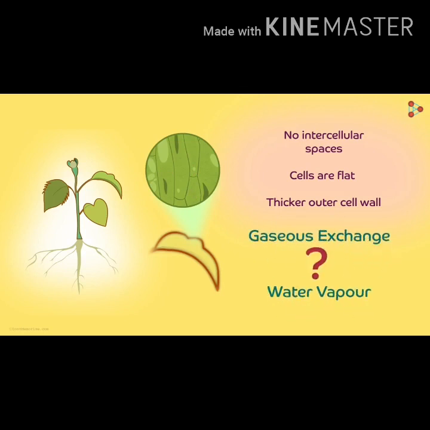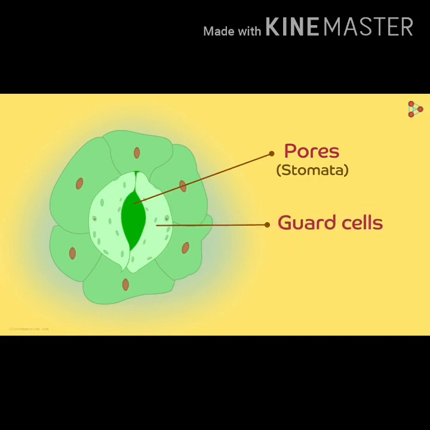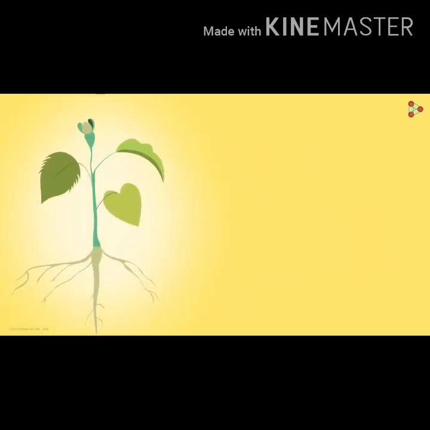And these cells, do they help in gaseous exchange? If they are continuous, it cannot go for gaseous exchange. But they have small pores in them which are called stomata. These stomata are guarded by 2 cells which are called guard cells. These guard cells regulate the exchange of gases and water vapor by the water content present in them.